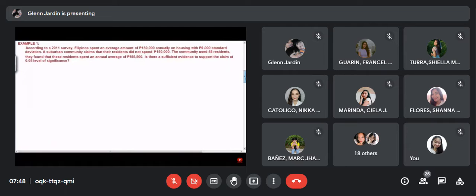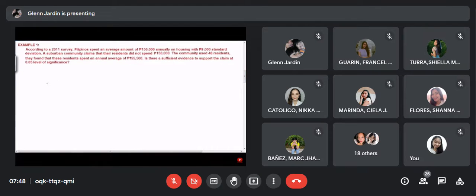Okay, now let us have the first example so you can better understand how hypothesis testing is done. Example 1. According to a 2011 survey, Filipinos spent an average amount of 150,000 annually on housing with 9,000 standard deviation. A suburban community claims that their residents did not spend 150,000. The community used 48 residents, and they found that these residents spent an annual average of 155,500. Is there sufficient evidence to support the claim at 0.05 level of significance?